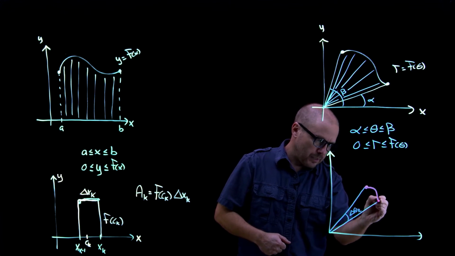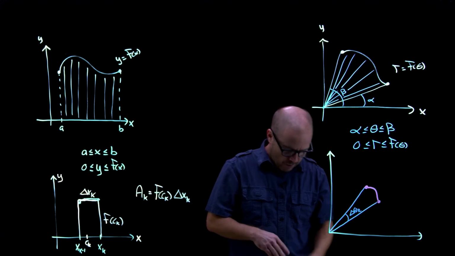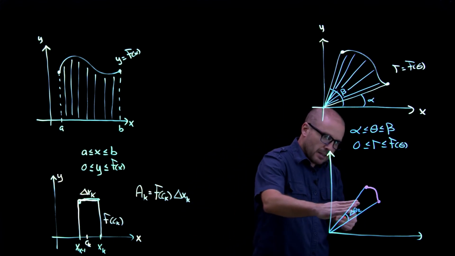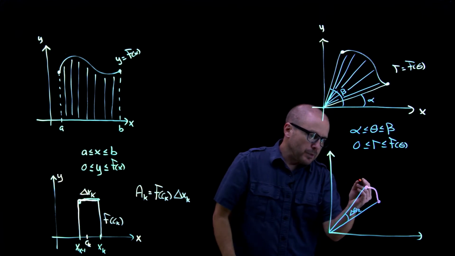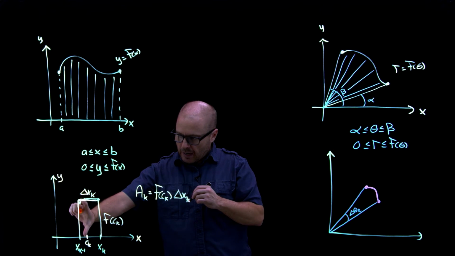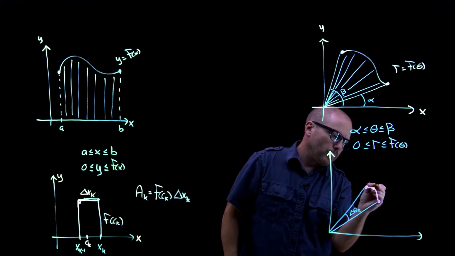Try and exaggerate it. And we are going to keep the r fixed by picking some of the function in between there, right? Just like we pick some value of the function in between here to be the height of our rectangles. So there's some value on here that we're going to pick.